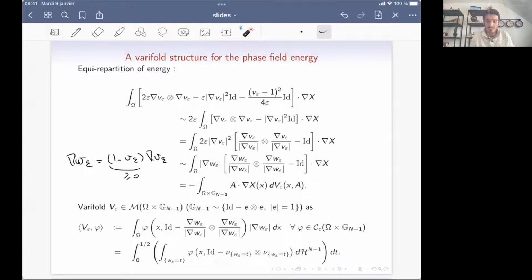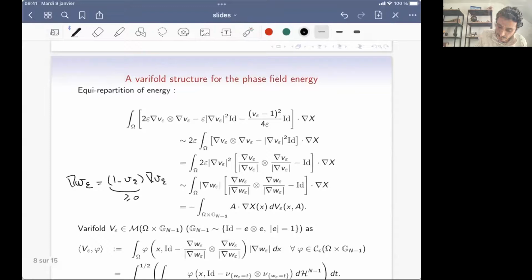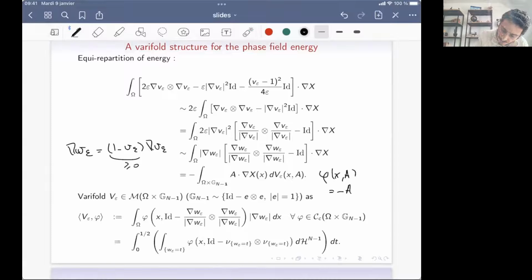Okay, so this is the definition of the varifold. And with this definition, I can now rewrite this expression as the integral with respect to this varifold, which is a measure in X and A, of the function minus A dot product grad capital X of X. There is a minus sign because you see here the matrix appears in the other order. So this is my function phi of X, A, which is minus A dot grad capital X of X. Okay. So up to now, this is just a complicated way to rewrite the same thing. I did nothing. Now, the point is that this object will enable us to pass to the limit.